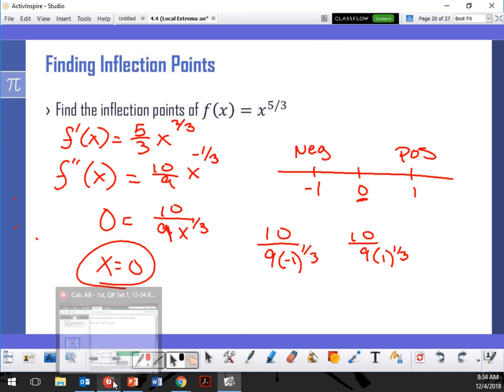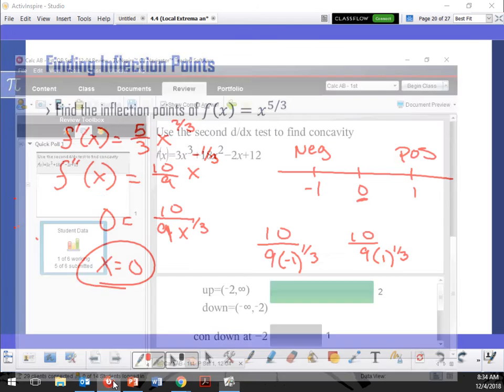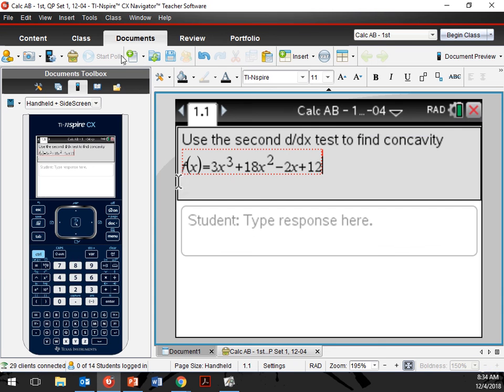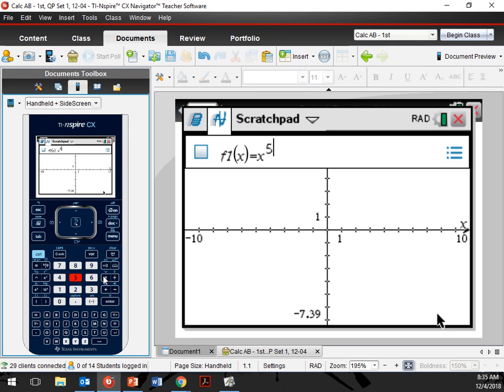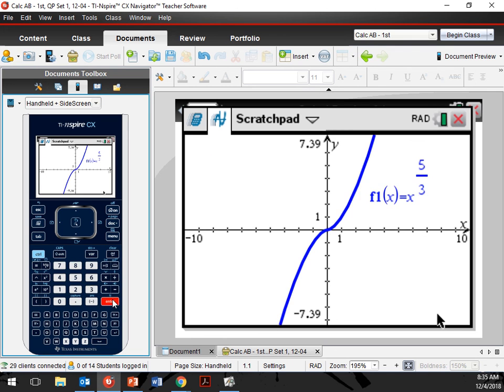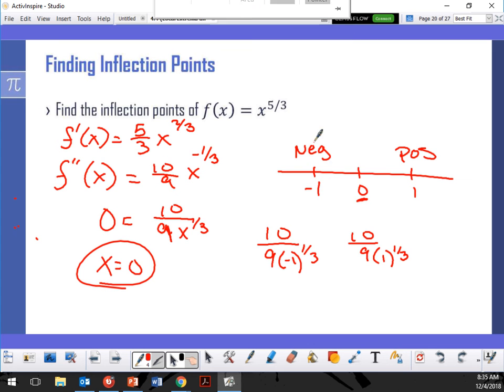So it is x to the 5/3, right? x caret 5 over 3. There we go. So right here, let's look. All of this is going to be concave down, right? And the right is concave up. So negative is concave down.